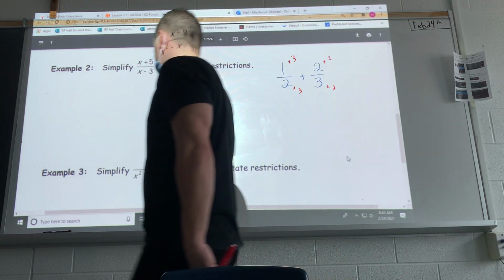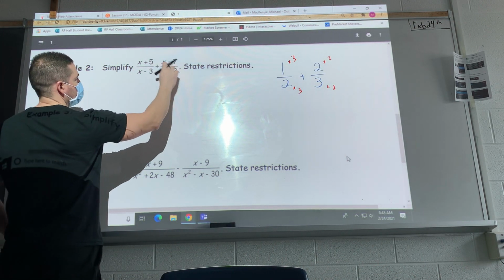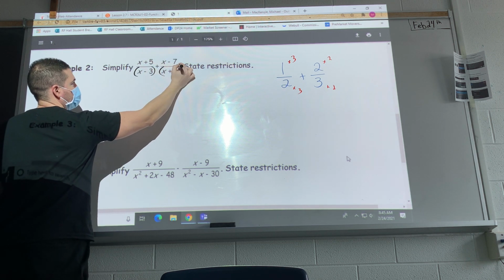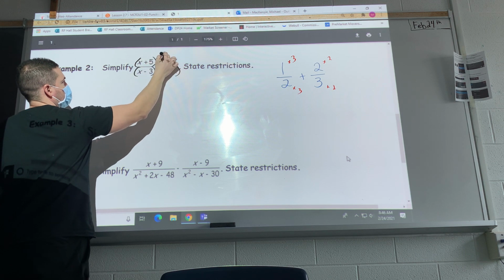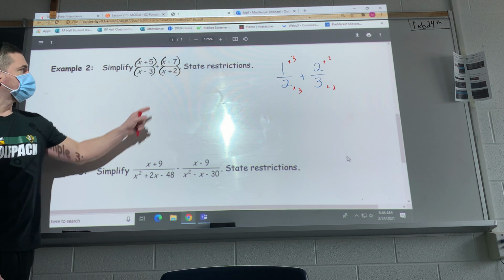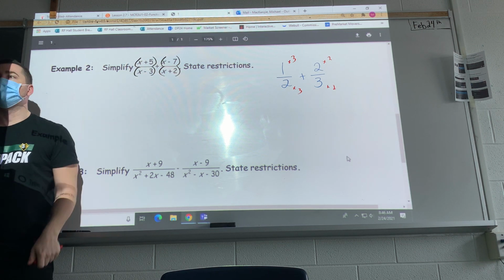What I would suggest for you guys is anytime you have two terms in numerators and denominators, put brackets around them. When we have binomials or trinomials, put brackets around them, and you'll see why.